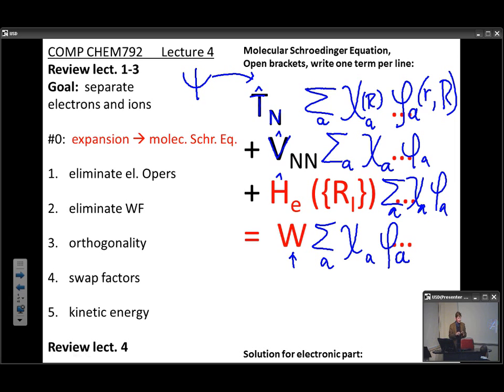So if we want to speak about ions only, we need to look through this equation and find a way to get rid of this operator and each of these electronic wave functions. We do not know how, but we will do it sooner or later.